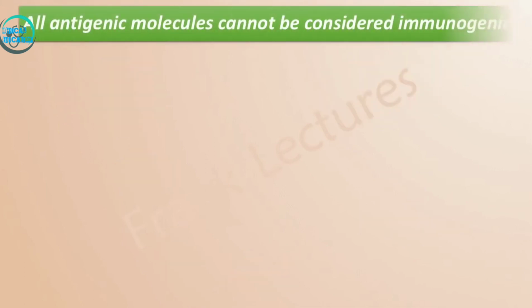Now, look at one more statement. All antigenic molecules cannot be considered immunogenic. There are some substances which are able to bind to the final products of an immune response. That means they are antigenic, but they cannot induce an immune response by themselves. Well-known example of such substances are haptens. Haptens are able to react with the antibodies, but they are unable to stimulate their production. We will talk about haptens in a separate video lecture.